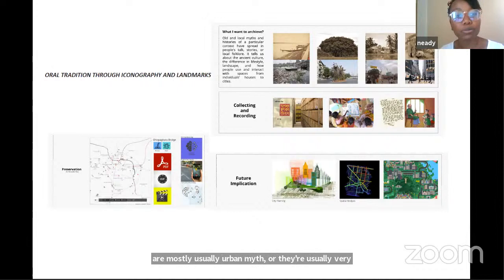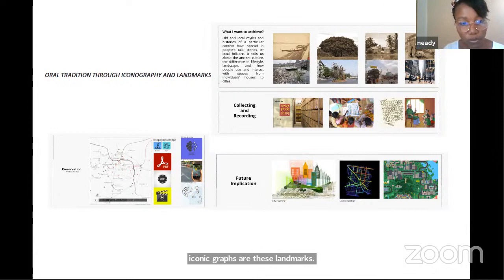So if she had these iconographs or these landmarks, she created a mapping tool that would have a repository of these stories. So these stories are related to certain iconographs, or for example, if there was a story about a tree in a certain region, then whoever interacted with this map would have access to these stories.